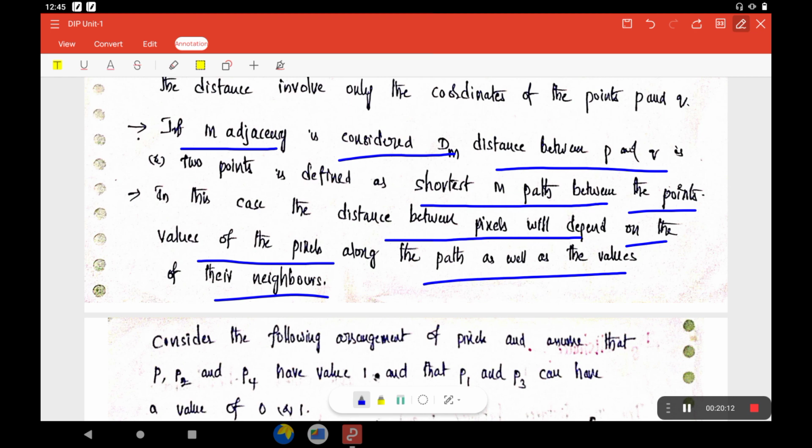So previously, in the case of the D4 and D8 distances, the distance between two pixels is purely independent of the corresponding path. It directly depends on the coordinates. But in the case of the DM distance, it also depends on the corresponding values as well as the paths of the corresponding pixels.